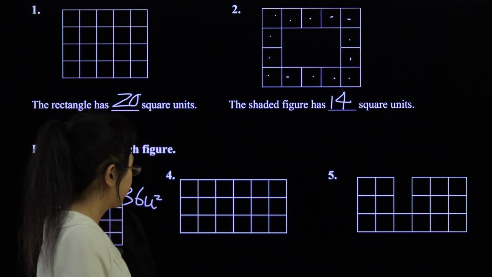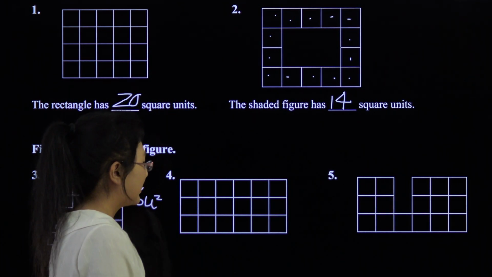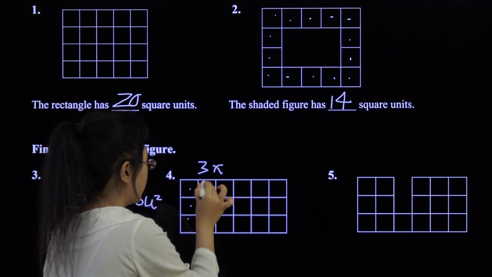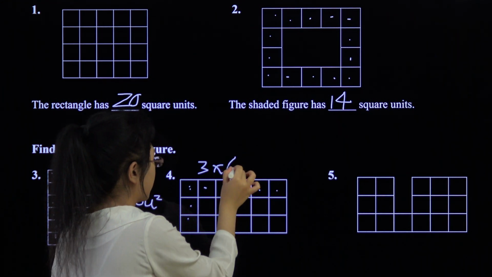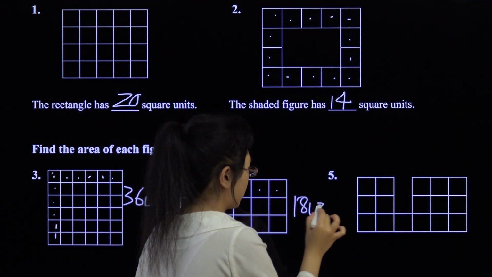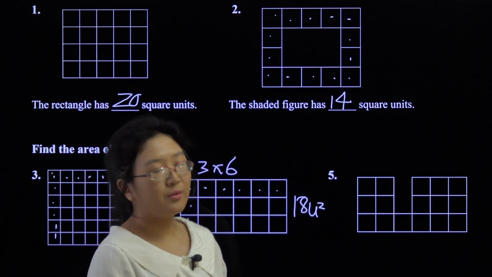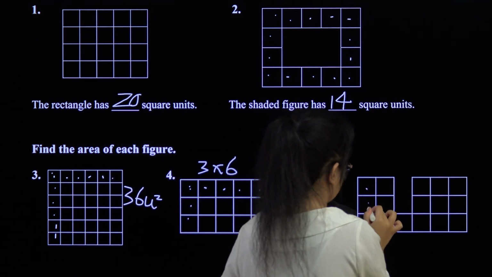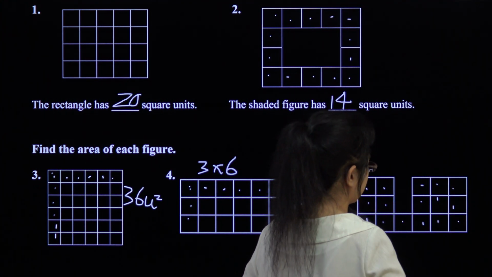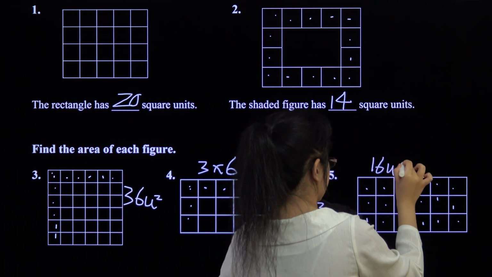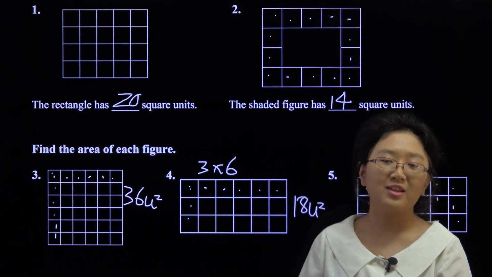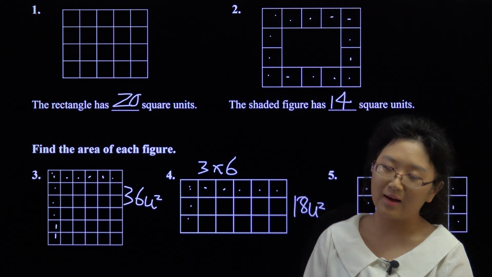Or units squared. Here, it's another filled rectangle. So 3 times 1, 2, 3, 4, 5, 6, 6. 3 times 6. That's 18. 18 square units. Oh, that one's missing something. 1, 2, 3, 4, 5, 6, 7, 8, 9, 10, 11, 12, 13, 14, 15, 16. 16 square units. Simple, right? It's mostly just counting, at least at this grade level.